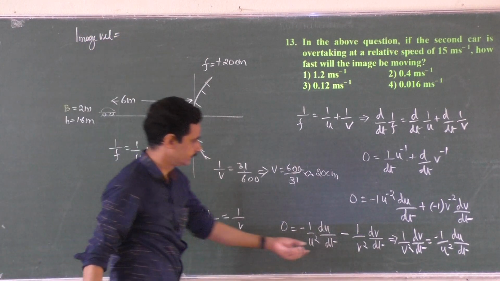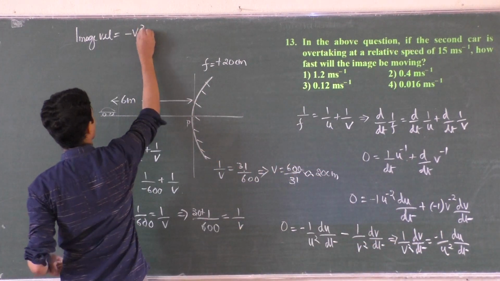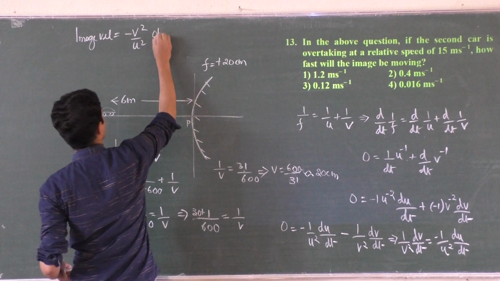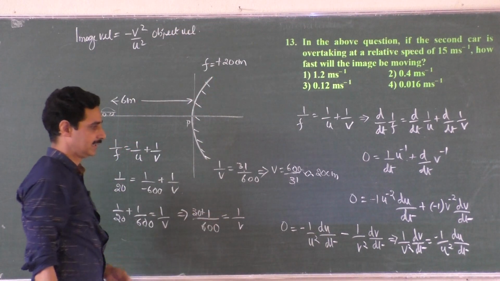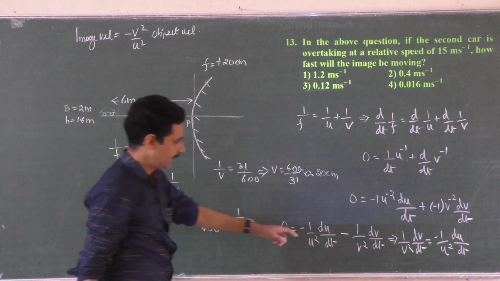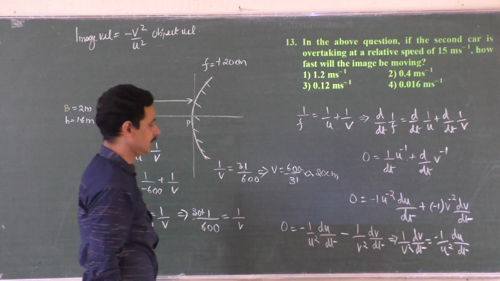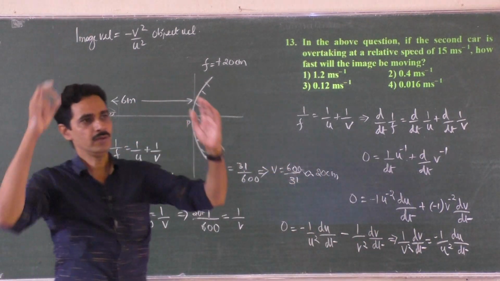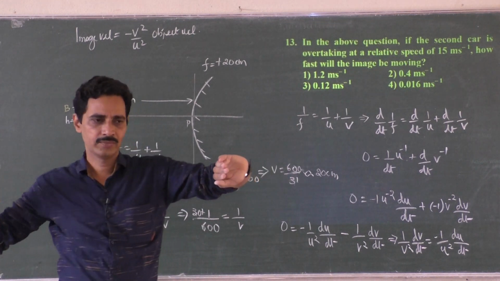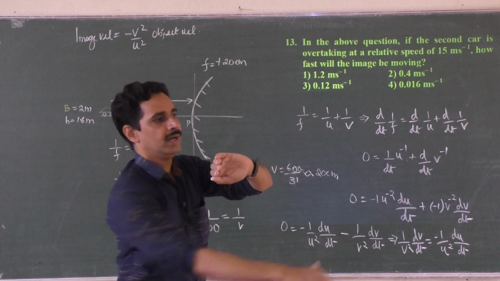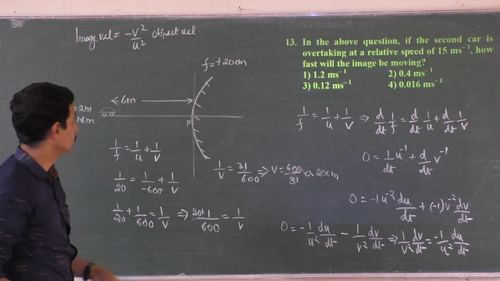equal to this one, image velocity, v square I will bring this here, minus v square by u square into object velocity, velocity of the object du by dt. Shall I write it like that? Image velocity dv by dt is equal to v square by u square with a negative sign into object velocity. Why is it so? When the vehicle runs towards a mirror, the velocity of the object is positive and the image comes in the negative x-axis, right? So that's why you have the minus sign.